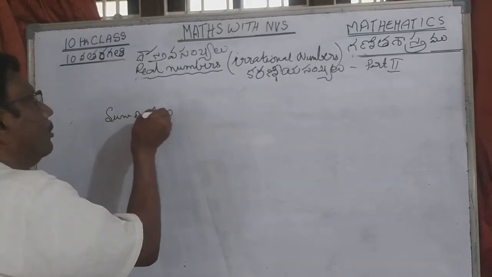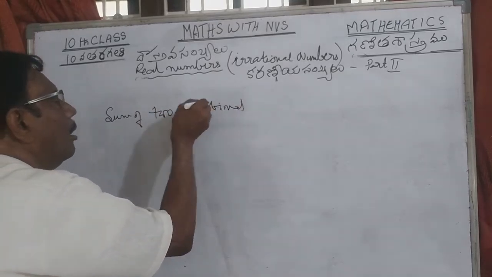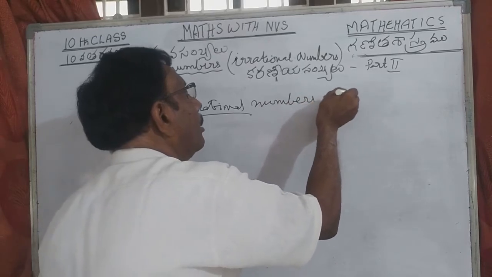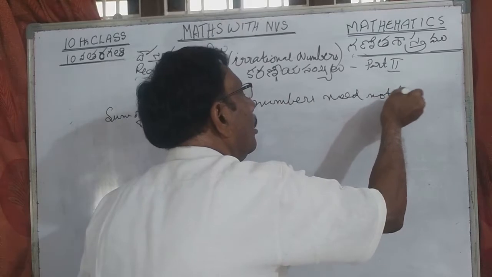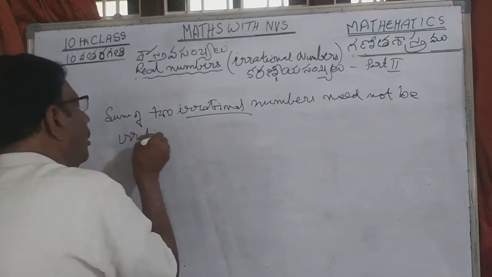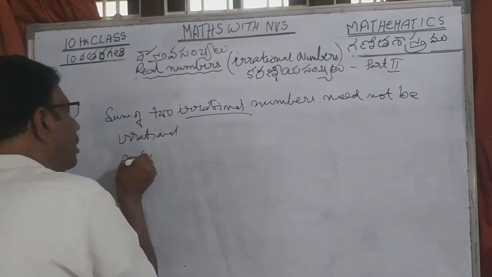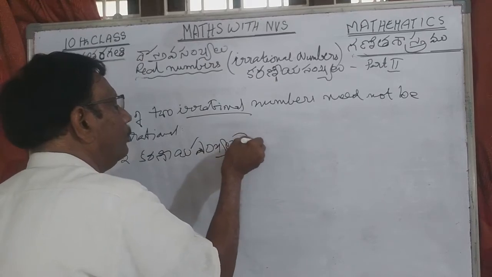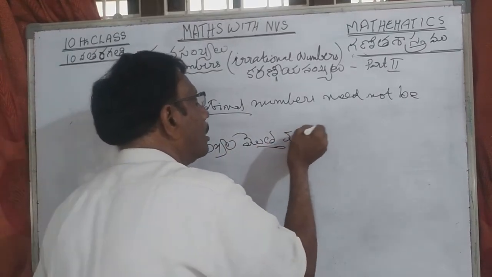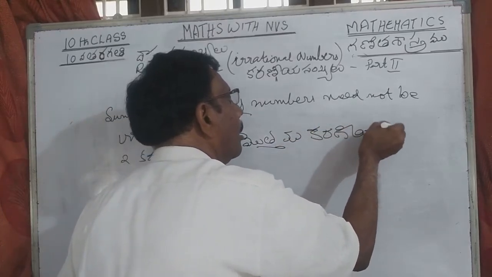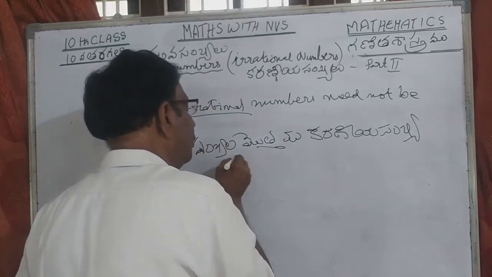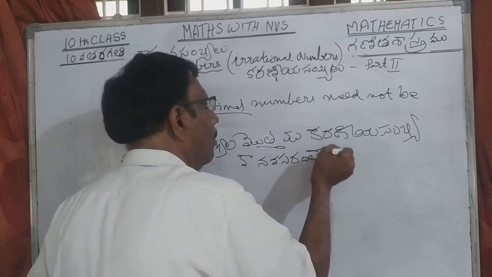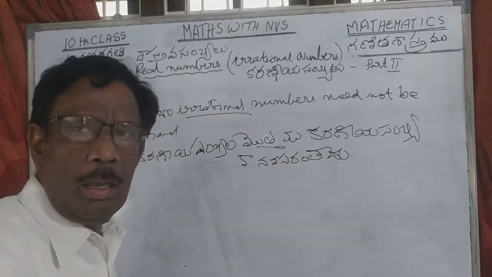Sum of two irrational numbers need not be irrational. అంటే రెండు కరణీయ సంఖ్యల మొత్తము కరణీయ సంఖ్య కానవసరం లేదు. అంటే వాటి యొక్క మొత్తము ఒకసారి కరణీయ సంఖ్య అవుతుంది, ఒక్కోసారి అకరణీయ సంఖ్య అవుతుంది.